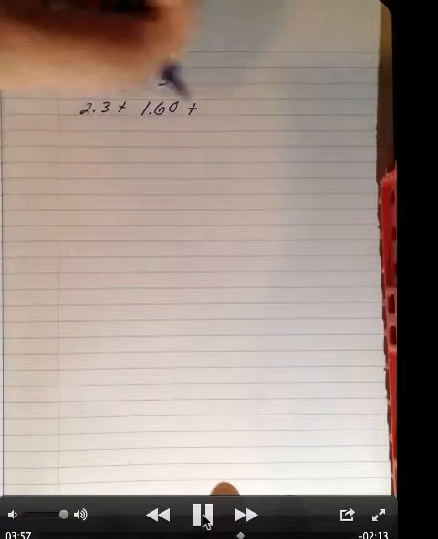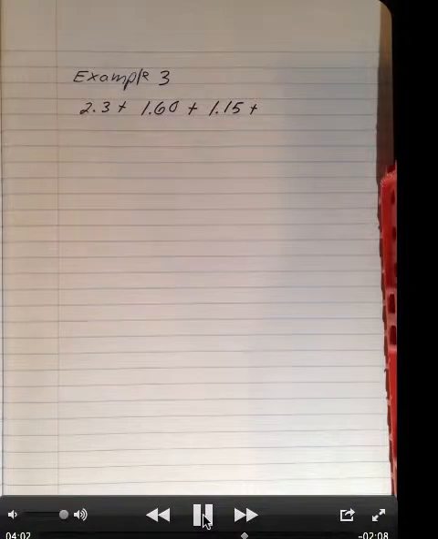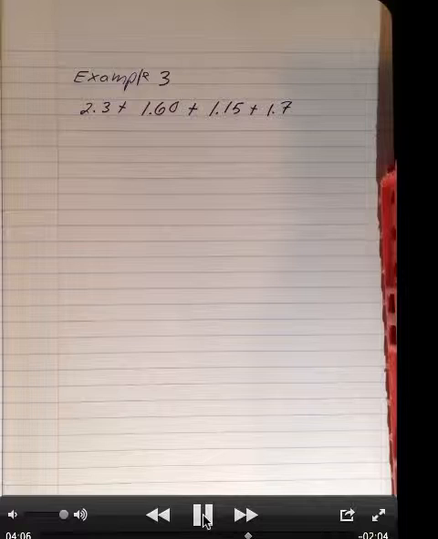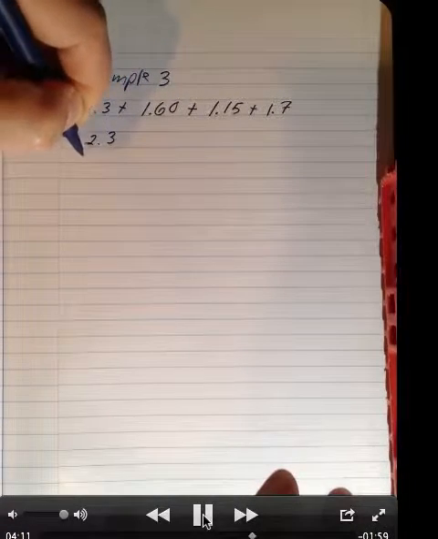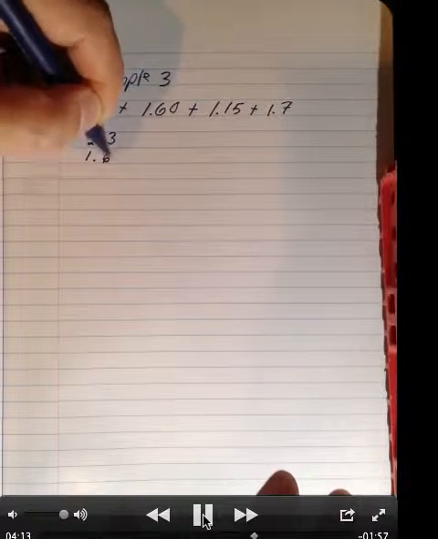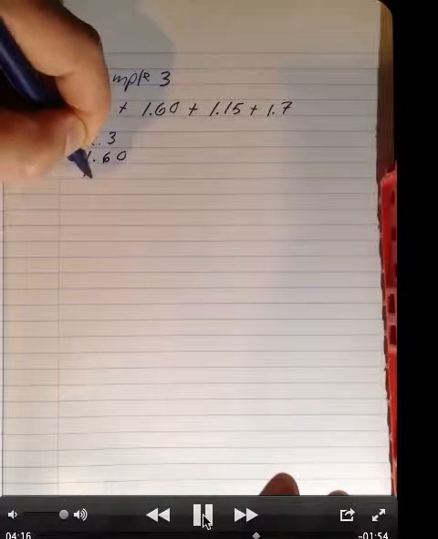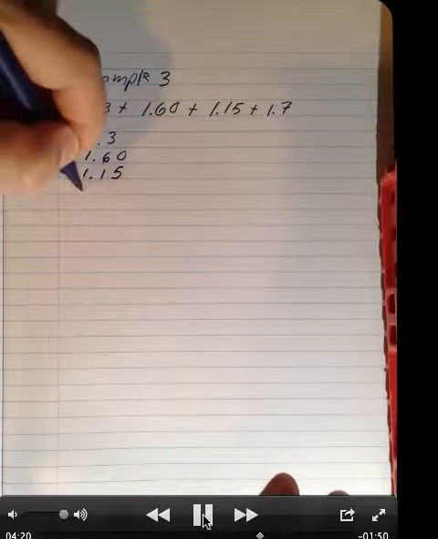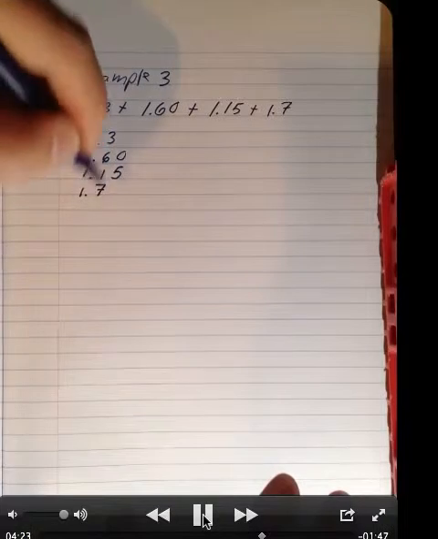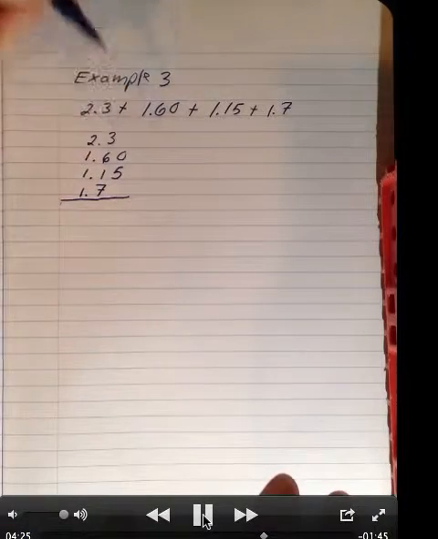Example 3 is 2 and 3 tenths plus 1 and 60 hundredths plus 1 and 15 hundredths plus 1 and 7 tenths. Again, we have to line up the decimal point so that the ones column digits are added to all the other ones. The tenths are added to tenths, and hundredths are added to hundredths.